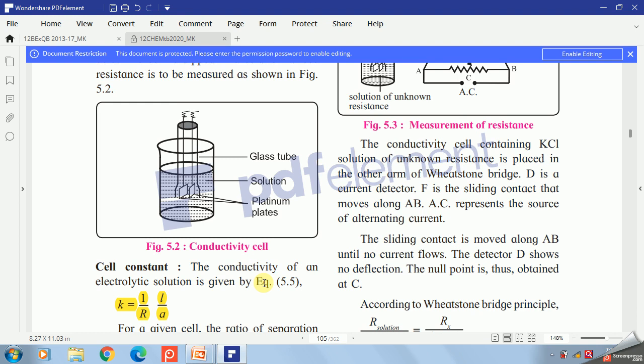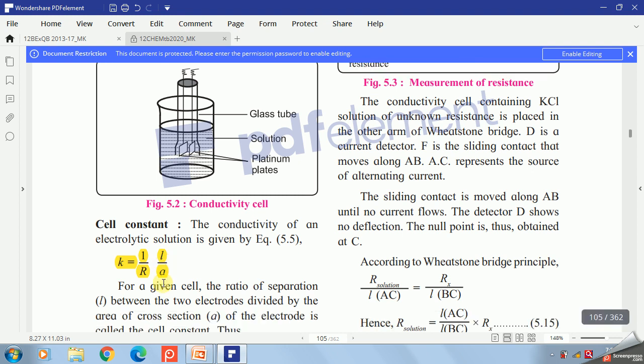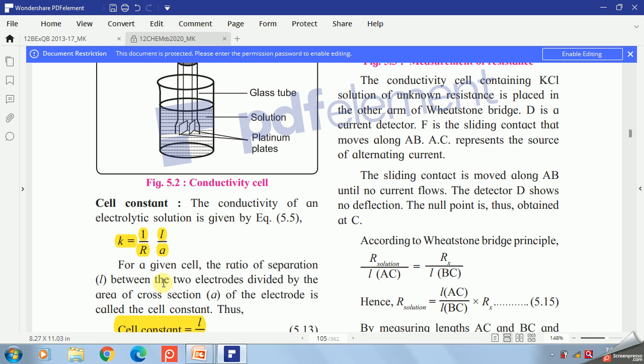The conductivity of an electrolytic solution is given by this equation that we already discussed. K, meaning conductivity, is equal to 1 upon R, where R means resistance, into L divided by A. L is the length of the conductor and A is the area of cross section.